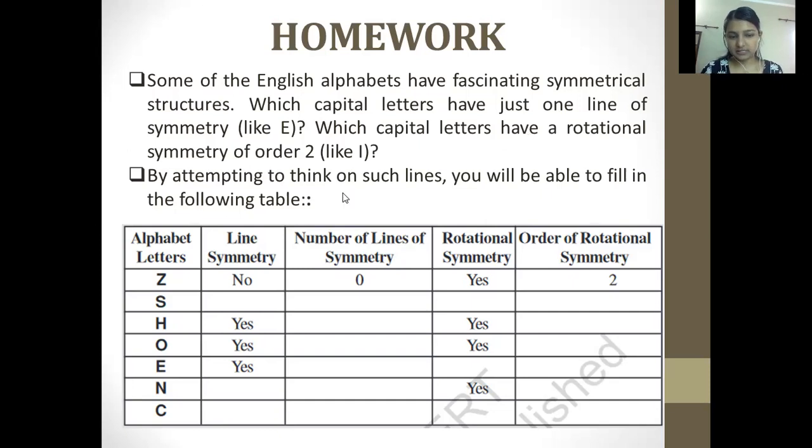In the first case, they have asked about Z: is it making a line of symmetry? No, we have done it in our previous class also. So the number of lines of symmetry, there is none, because it is not making a line of symmetry. Then the rotation symmetry: is it making rotation symmetry if we are moving it? Yes, so they have written yes. So the order of rotation symmetry would be 2. If we move Z towards the left, it won't make it, but if we move it downwards, it does. So there are 2 rotation symmetries.